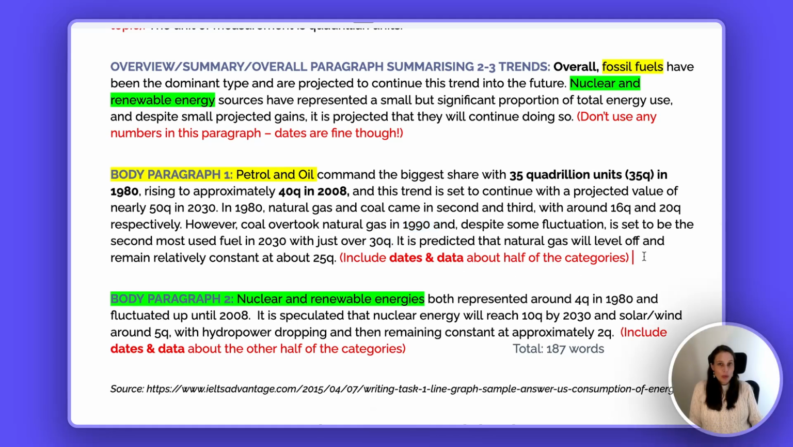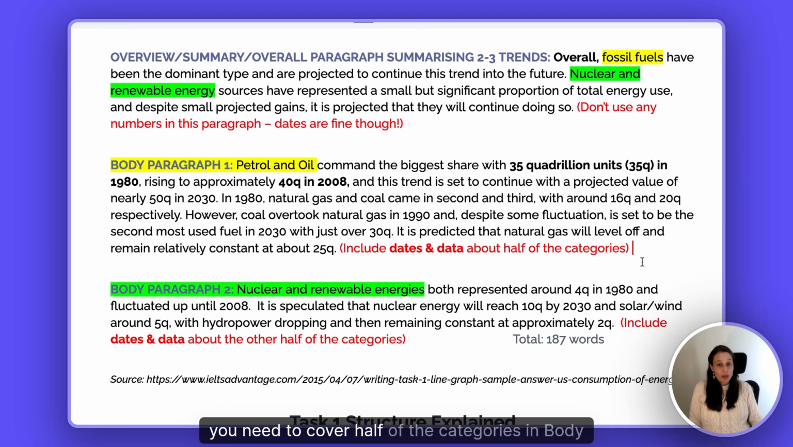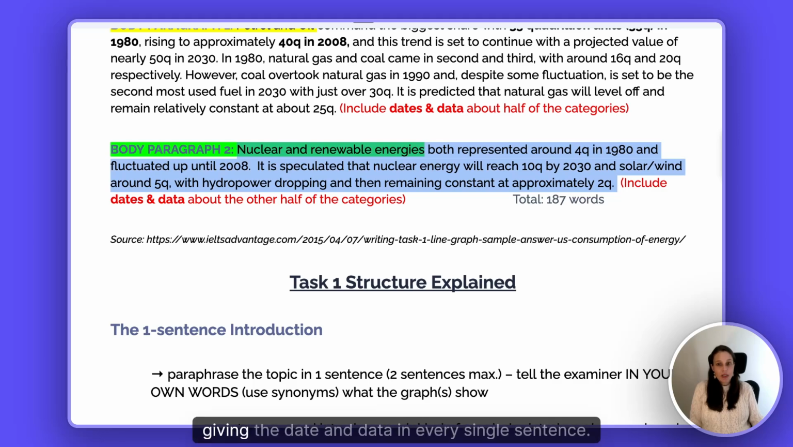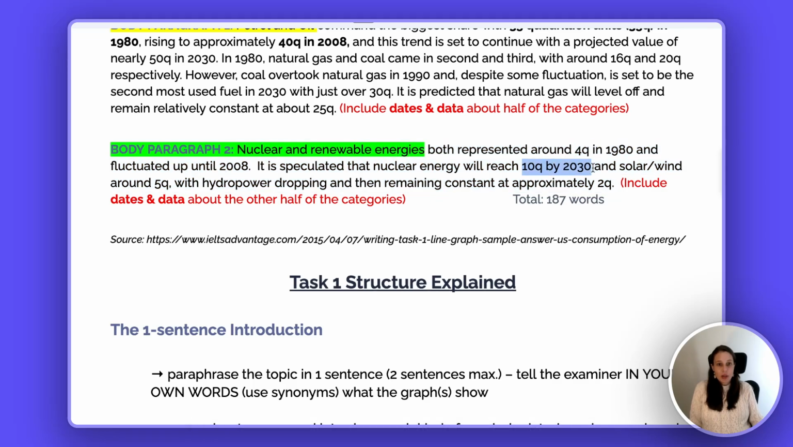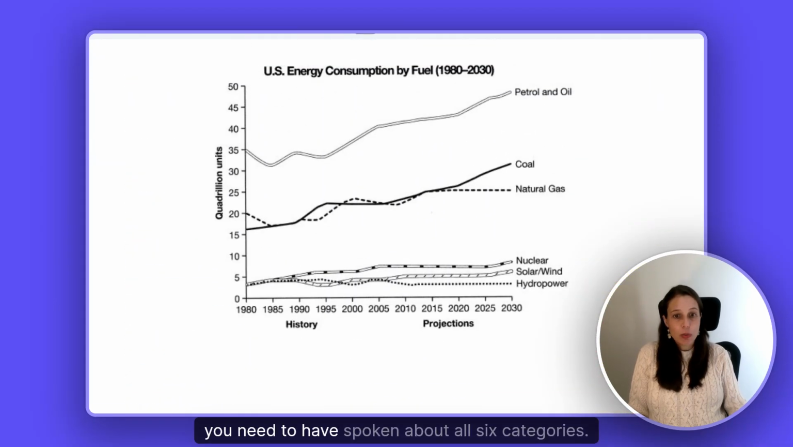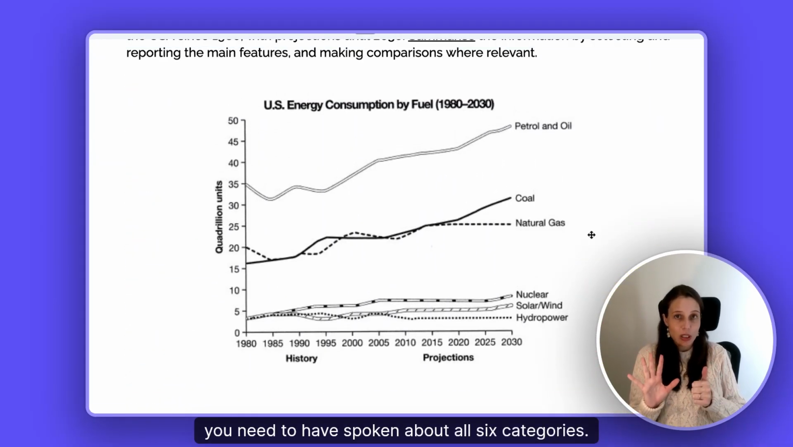Okay, so you need to cover half of the categories in body paragraph 1, and whatever's left, you need to talk about in the remaining body paragraph 2. Again, giving the date and data in every single sentence. By the end of your text, you need to have spoken about all 6 categories.